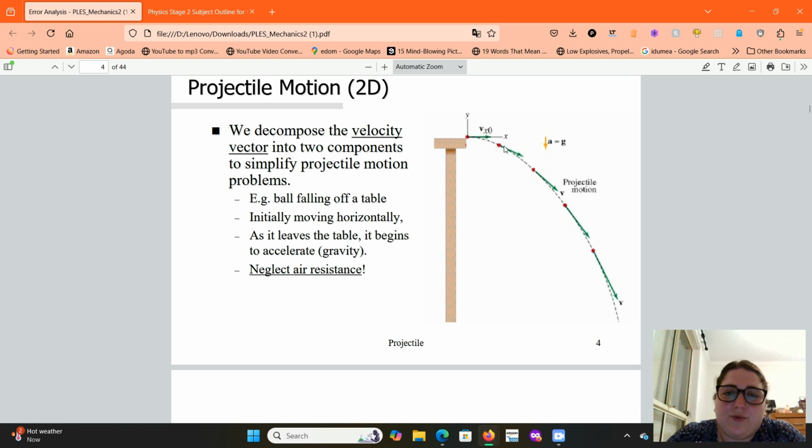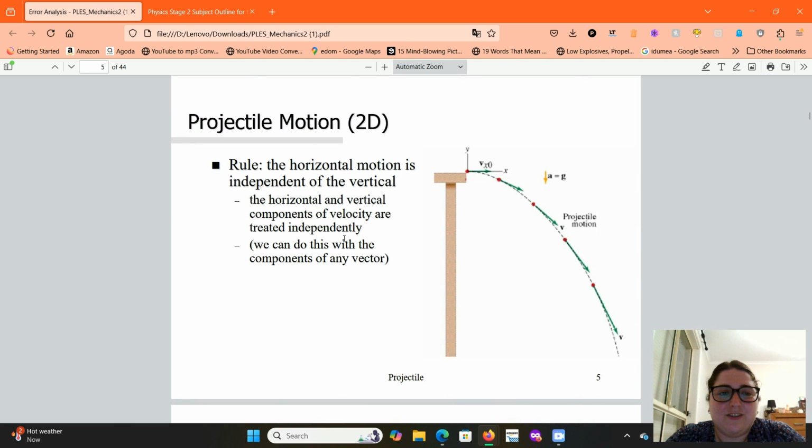And at each point of the fall, we can draw a vector for it. So, first rule, the horizontal motion is independent of the vertical. You have those two equations, v sine theta and v cos theta. So horizontal and vertical components of velocity are treated independently. We can do this with the components of any vector. You can treat them as individual things.